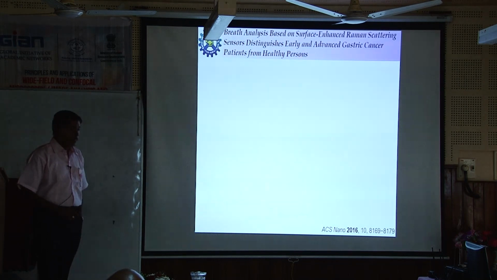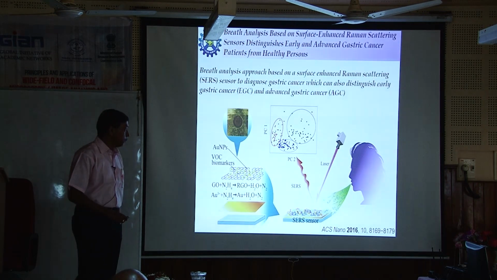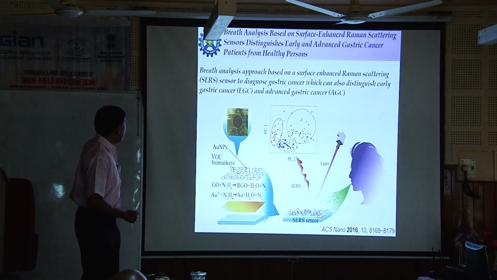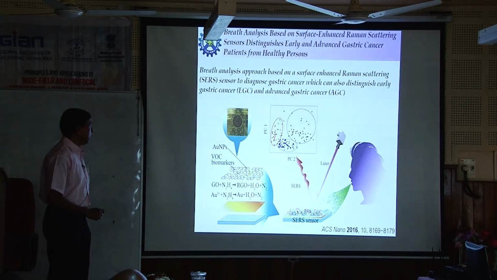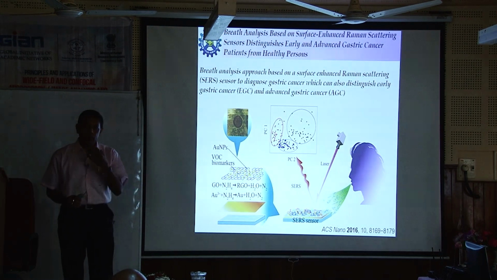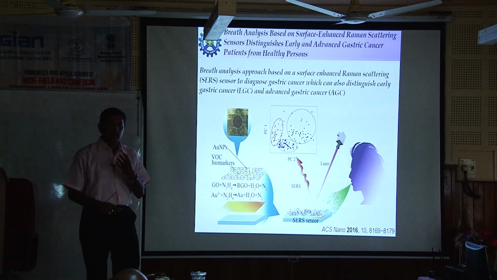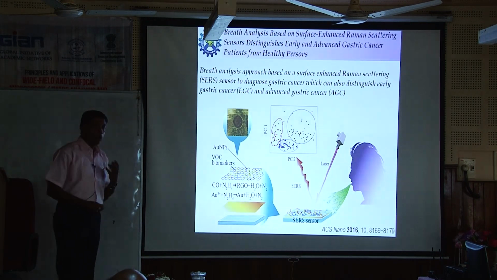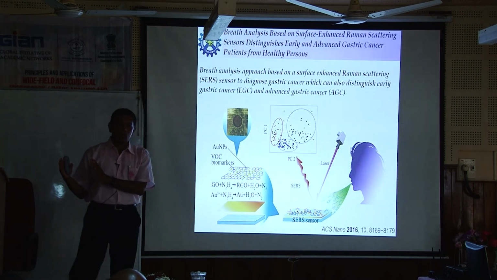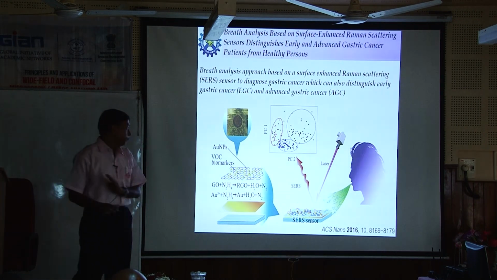Another finest example I am going to show you is especially for gastric cancer, two types. One is early gastric cancer, EGC, and the other is advanced gastric cancer. Mostly people are working on the volatile organic compounds, VOC, where nitric oxide and other volatile components can be analyzed through GC.